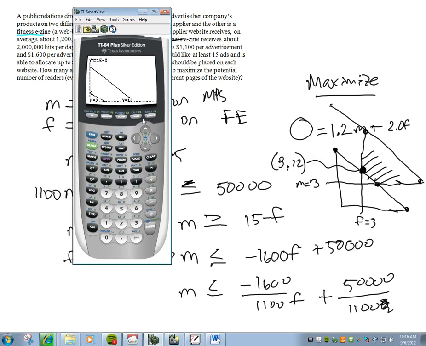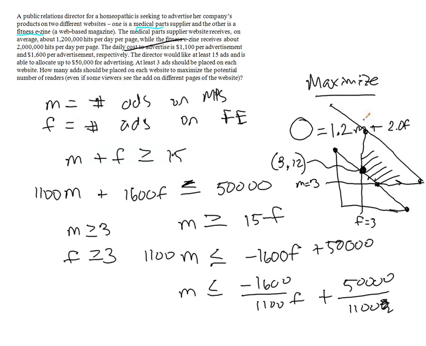Okay, I'll do the same thing. I'll just hit my up arrow. It'll jump to the next line. That's 3 comma 41. We'll just say that's roughly 3 comma 41. So that's this point right here.